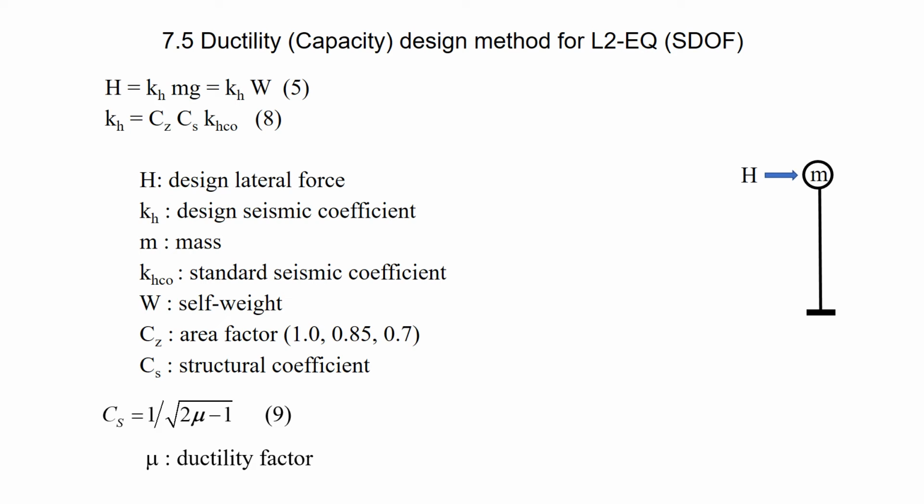When a structure has a good ductile property, CS and eventually KH can be small, whereas when a structure has a poor ductility property, CS and eventually KH can be large.